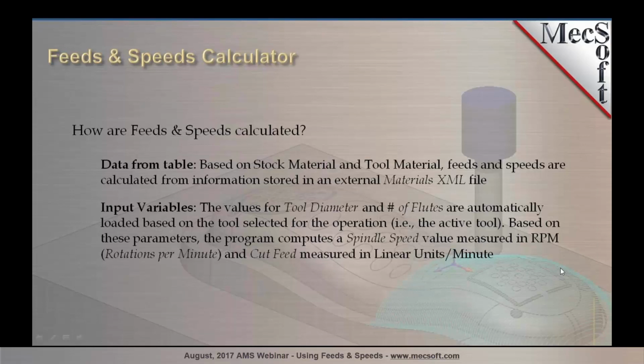So just to summarize this slide before Uday gets into the demonstration: in order to calculate the feeds and speeds, we use the data from table, which is the materials file, and we use the input variables, which are the tool diameter and the number of flutes, and we are therefore able to compute a spindle speed and a cut feed. Go ahead, Uday.